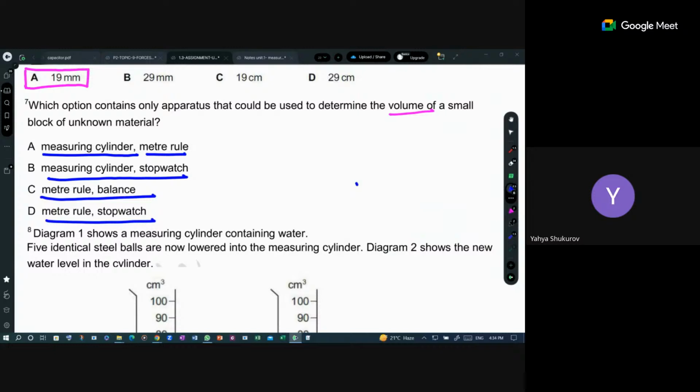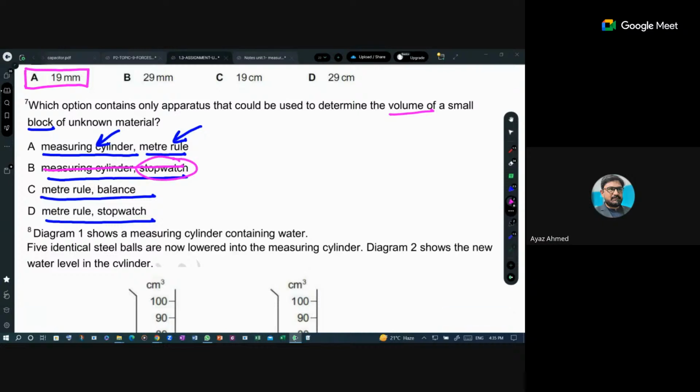If I say that apparatus is used to determine the volume of a small block of any unknown material, there are two options: whether it would be regular or irregular. If it is regular, then the meter rule is fine. If it is irregular, then the measuring cylinder is fine. With measuring cylinder and stopwatch, you can measure for irregular and regular as well, but the stopwatch is of no use.